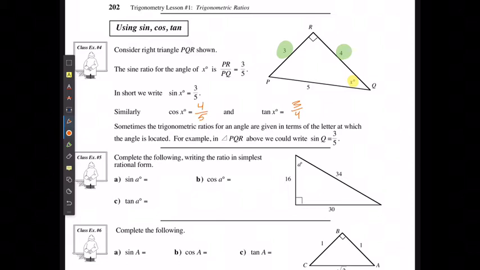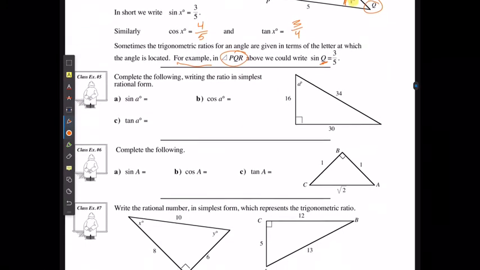Sometimes the trigonometric ratios for an angle are given in terms of the letter at which the angle is located, and this is going to be pretty common once you get to grade 11. We could say that if we're using the triangle PQR, sine of angle Q, because this x point is at the angle that occurs at point Q, is going to be 3 over 5.